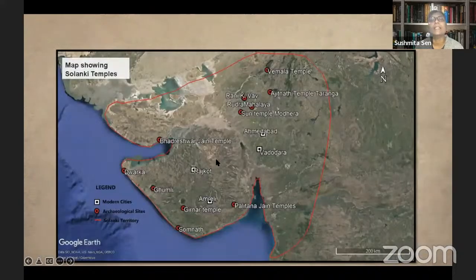That's it. And then the Solankis had many temples over a period of 3 centuries. They built more than 100 temples, and I have taken some of the major temples which I'll be talking about.